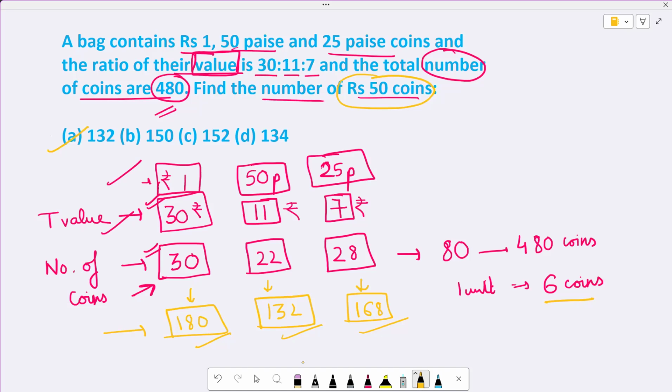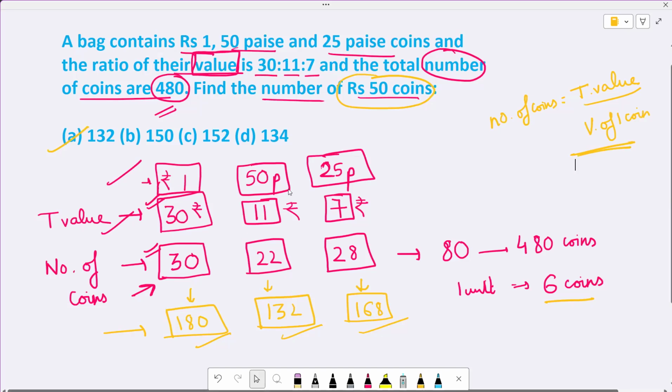Because see, one thing we need to remember is that the number of coins will be equal to the total value upon the value of one coin, right? This is the main case. So this was a pretty tricky question, just for this particular part, because here the ratio of value is given, so we have to assume that this is the exact amount. Okay, it can be multiples etc. if we look at it actually, but here we are assuming from the ratio that this is the exact amount.